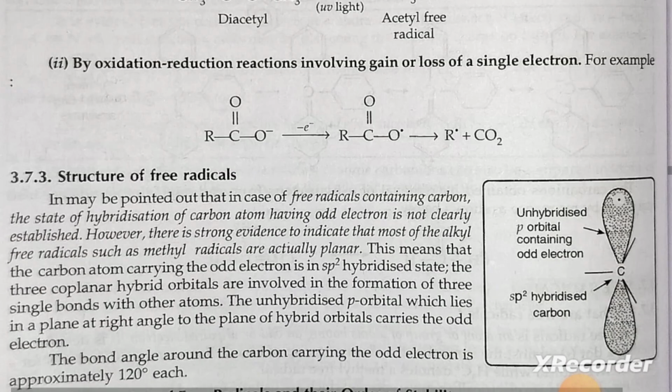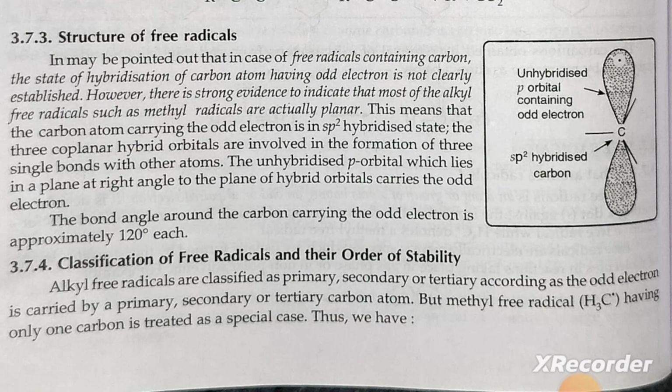Third, structure of free radical. It may be pointed out that in the case of free radicals containing carbon, the state of hybridization of the carbon atom having the odd electron is not clearly established. However, there is strong evidence to indicate that most of the alkyl free radicals, such as methyl radical, are actually planar. This means that the carbon atom carrying the odd electron is in sp2 hybridized state. The 3 coplanar hybrid orbitals are involved in the formation of 3 single bonds with other atoms. The unhybridized p orbital, which lies in the plane at right angle to the plane of the hybrid orbitals, carries the odd electron. The bond angle around the carbon carrying the odd electron is approximately 120 degrees each.